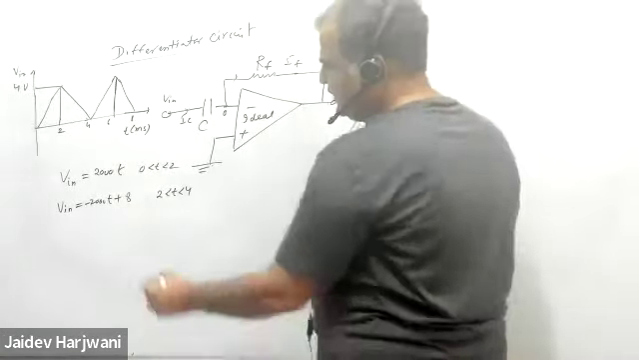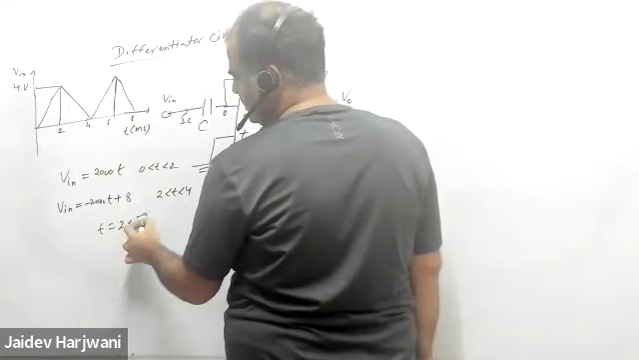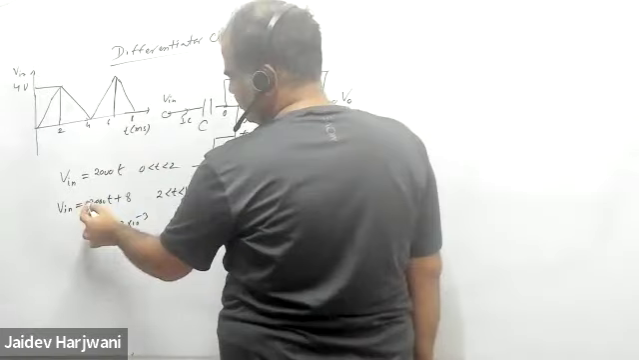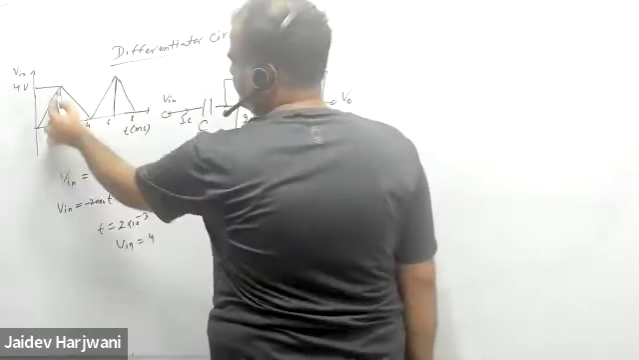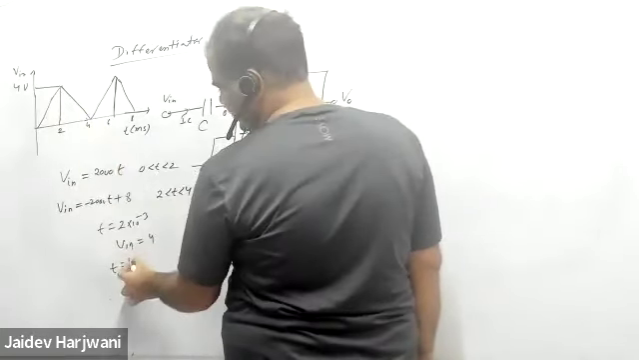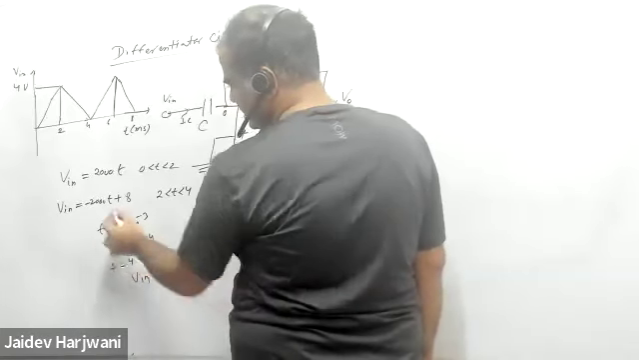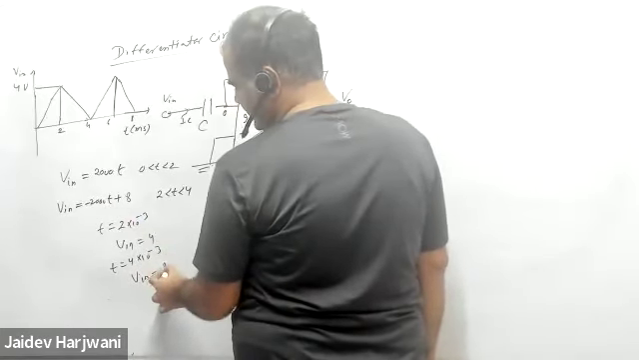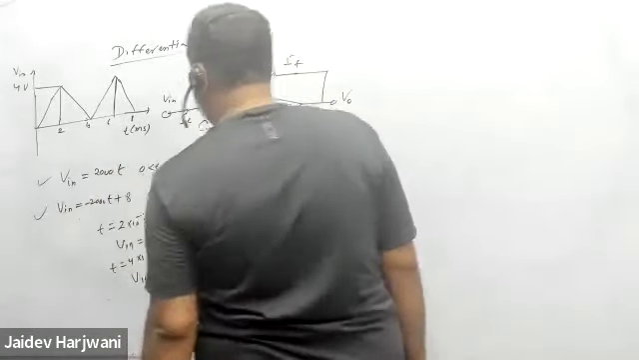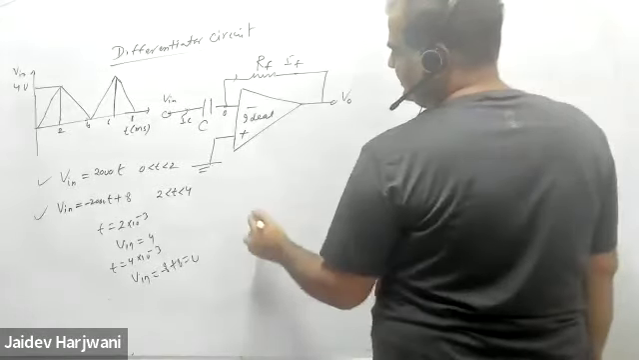For example, if you put t equals 2 milliseconds, then V input becomes minus 4 plus 8, which is 4. If you put t equals 4 milliseconds, then V input is minus 8 plus 8, which is 0. It should be 0, so this equation is correct. Now you have the equation, and you want to write the output.